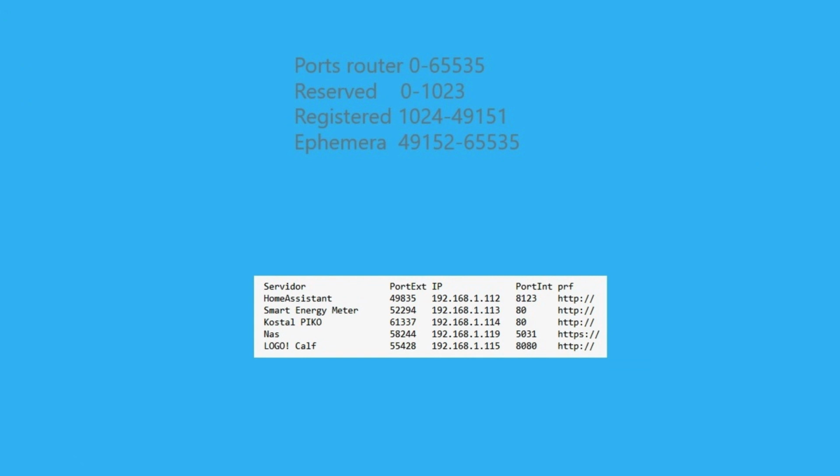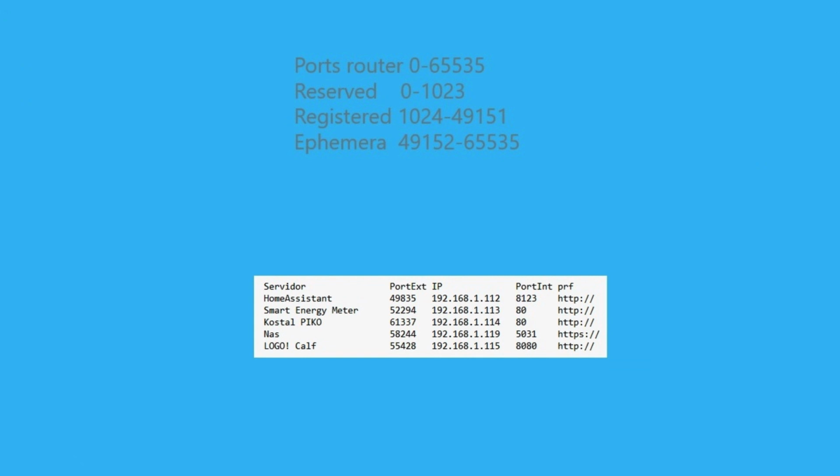The IP of the device, which naturally must be configured as fixed. The internal port depends on the web server: Home Assistant uses 8123, HTTP servers usually use 80 and HTTPS 443, and Siemens uses 8080.